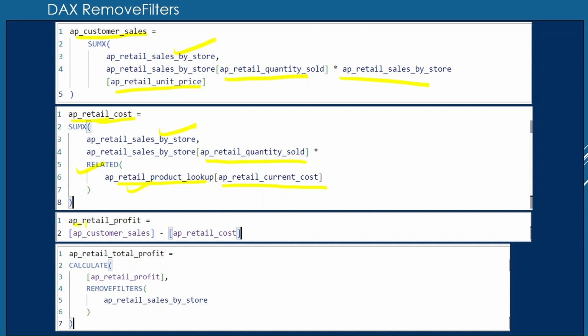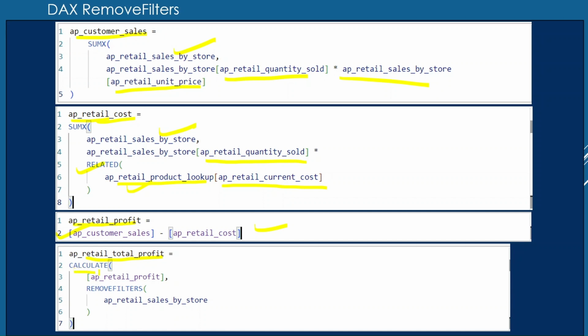In this measure, I am creating the total profit. How am I creating the total profit? I am subtracting the total cost price from the total sales. It will give you the total profit. In this measure, I am creating another measure, figuring out total profit.